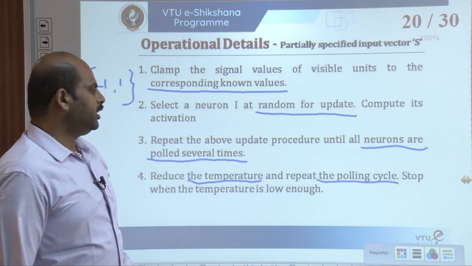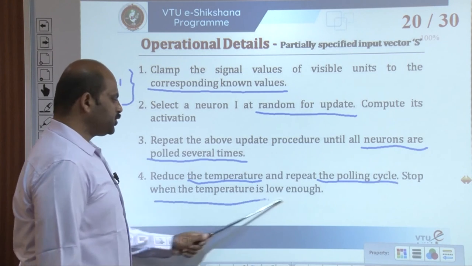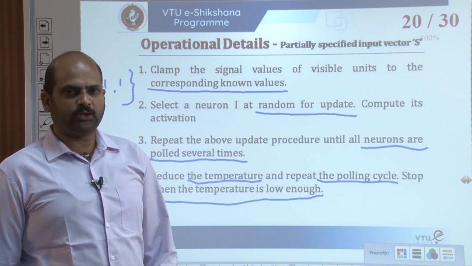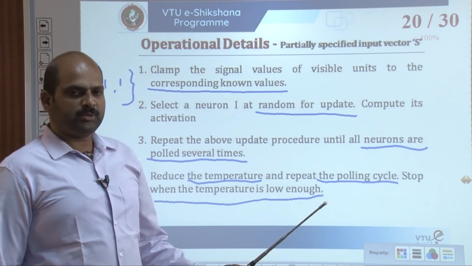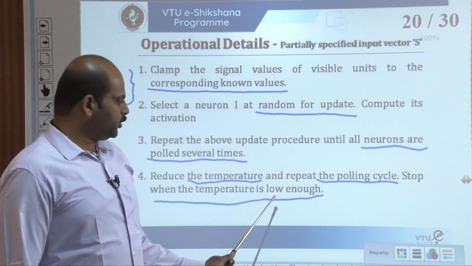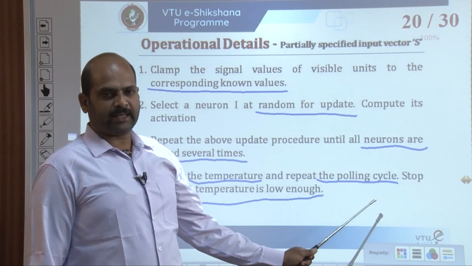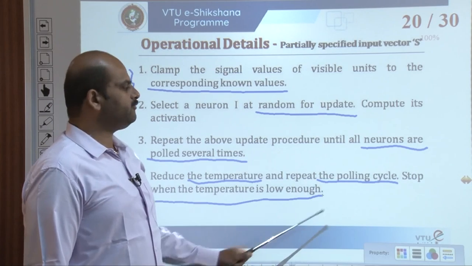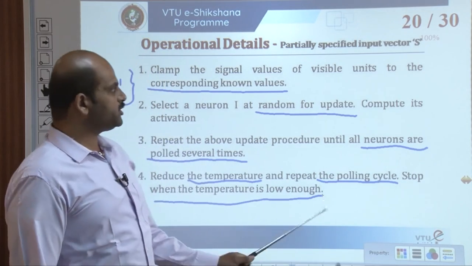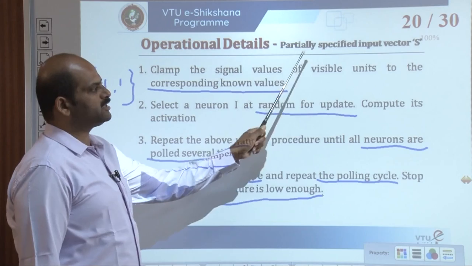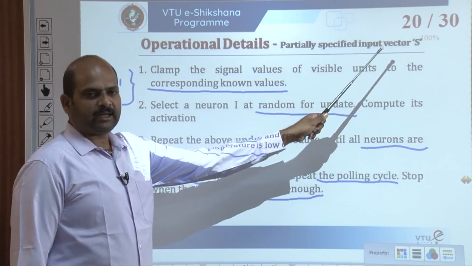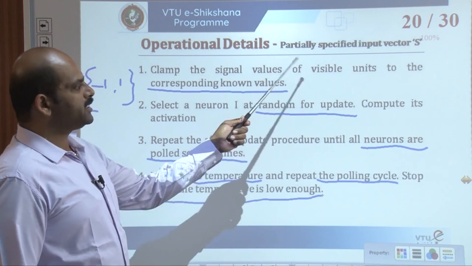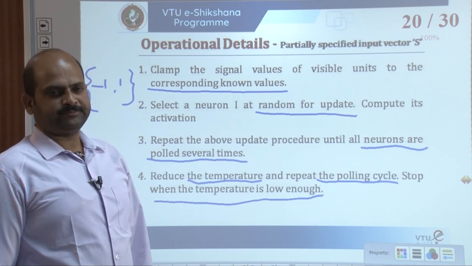When do we have to stop? Stop when the temperature is low enough. Up to that, the temperature has to be reduced and we have to repeat the polling cycle. When the temperature has become low enough, as has been determined, then we have to stop. This is the procedure we have to follow for this partially specified input vector S. These are the operational details of this particular partially specified input vector. Understand?